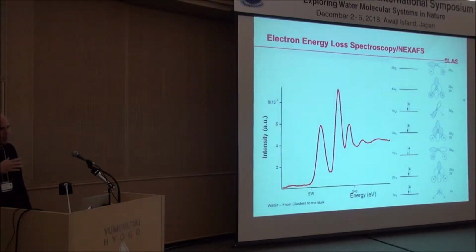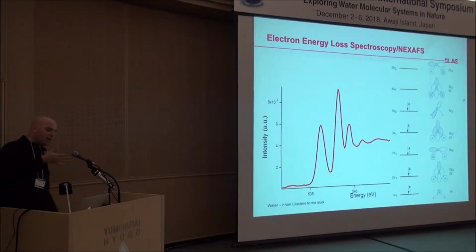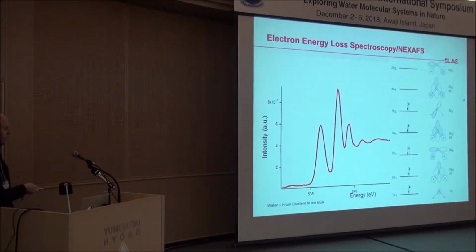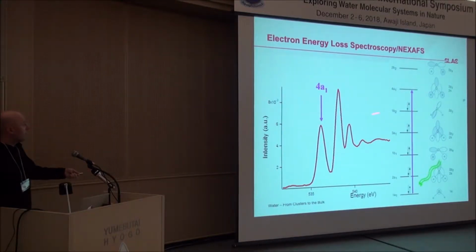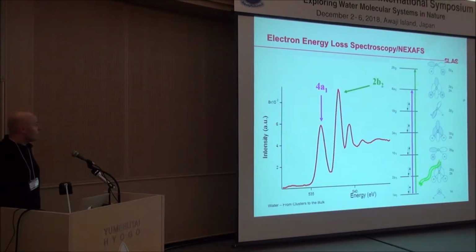So X-ray spectroscopy, rather than happening at, say, 100 wave numbers, we're going to have it at hundreds of eV. In the case of an isolated water molecule, if you put in enough energy, you're going to excite from the core orbitals, which I guess you probably can't see that well, but it's the 1s of the oxygen. And you excite into these higher-lying antibonding states, like the 4a1 and the 2b2.